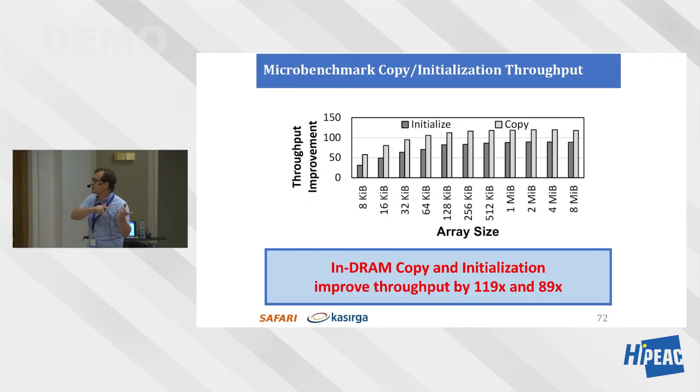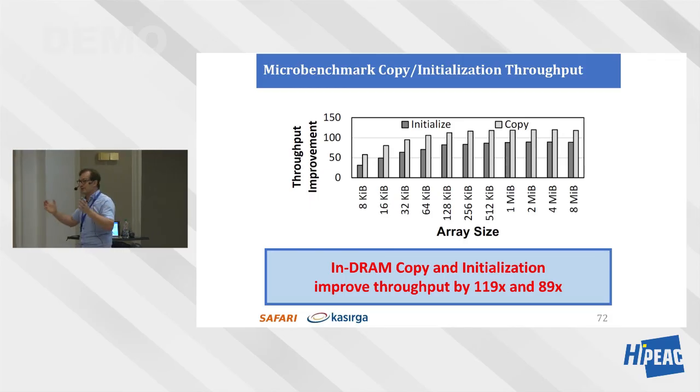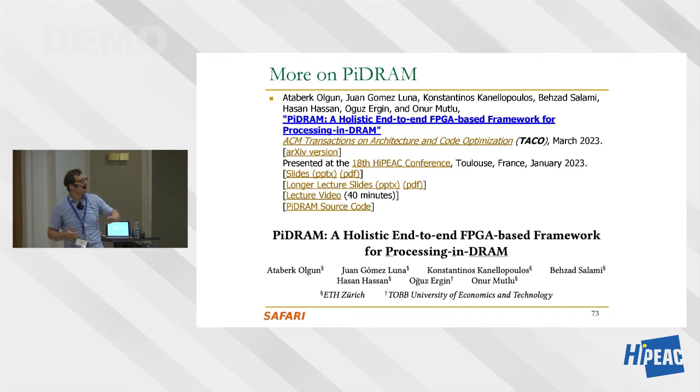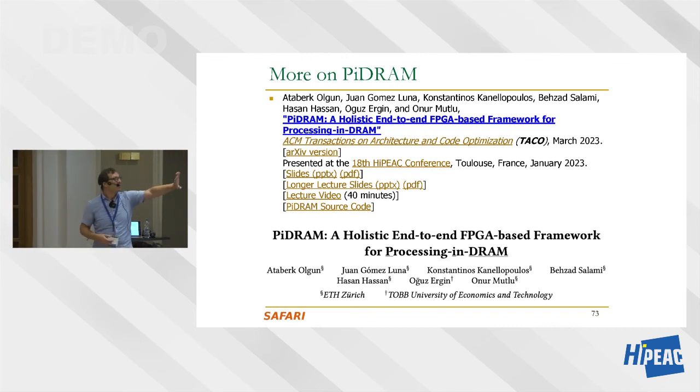The previous numbers that I showed you were smaller because you have a lot more tolerance to latency in a heavy out-of-order processor. Okay, this is PyDRAM. Again, if you're interested, you can download the source code and work on it, etc. I'd recommend reaching out to us if you run into problems. So that was one way of copying data in DRAM.